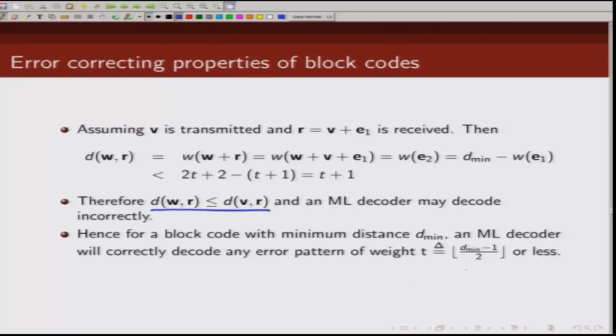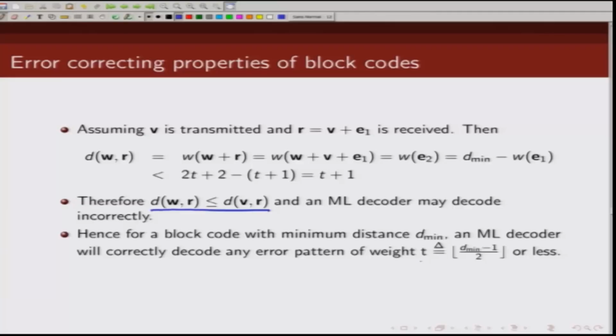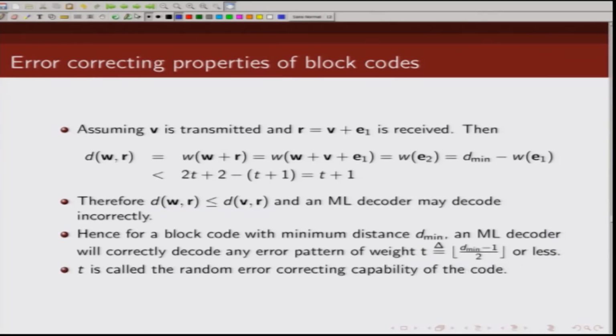So, from this and the previous result we can conclude that if we have a block code with minimum distance d min, which satisfies the relationship that d min lies between 2t plus 1 and 2t plus 2, then this linear block code with minimum distance d min should be able to correct all error patterns up to weight t, where t is given by this. So, this t is known as the random error correcting capability of the linear block code.